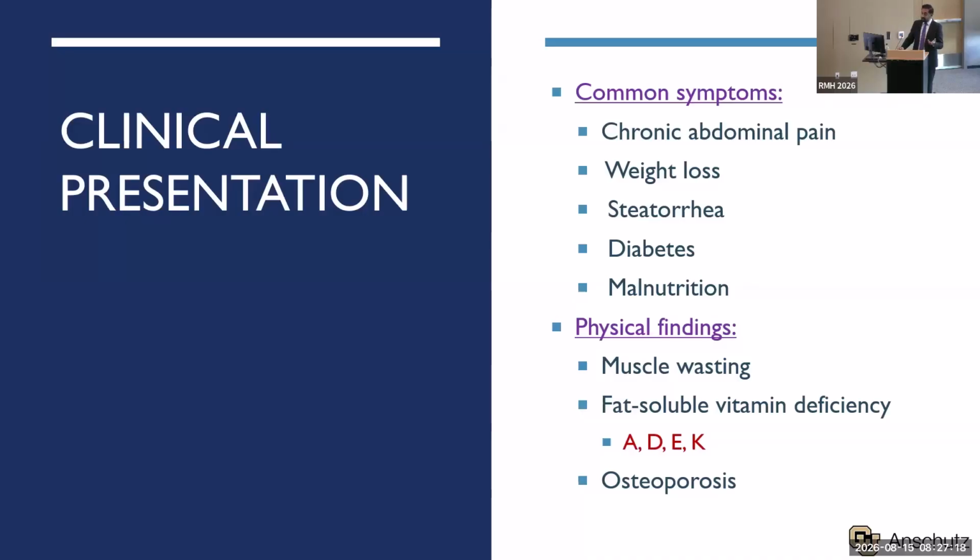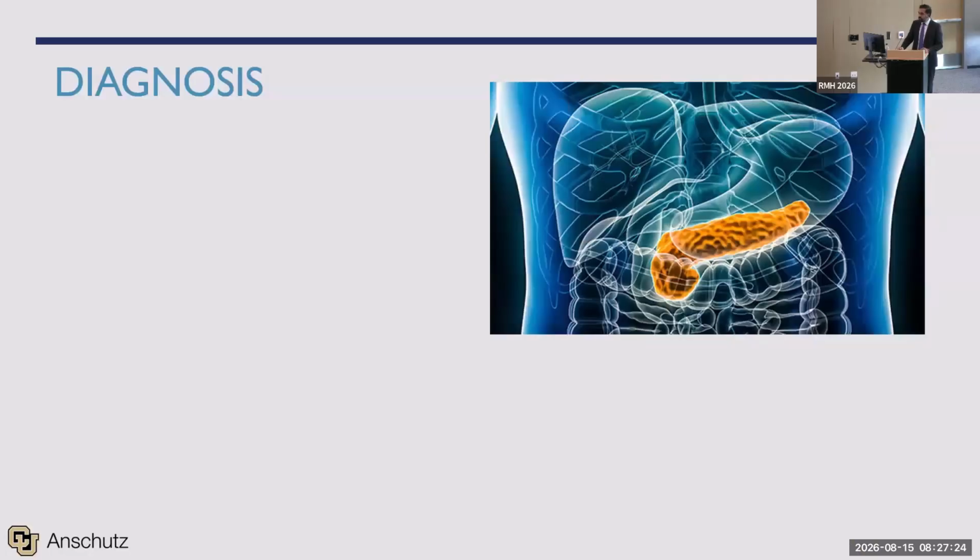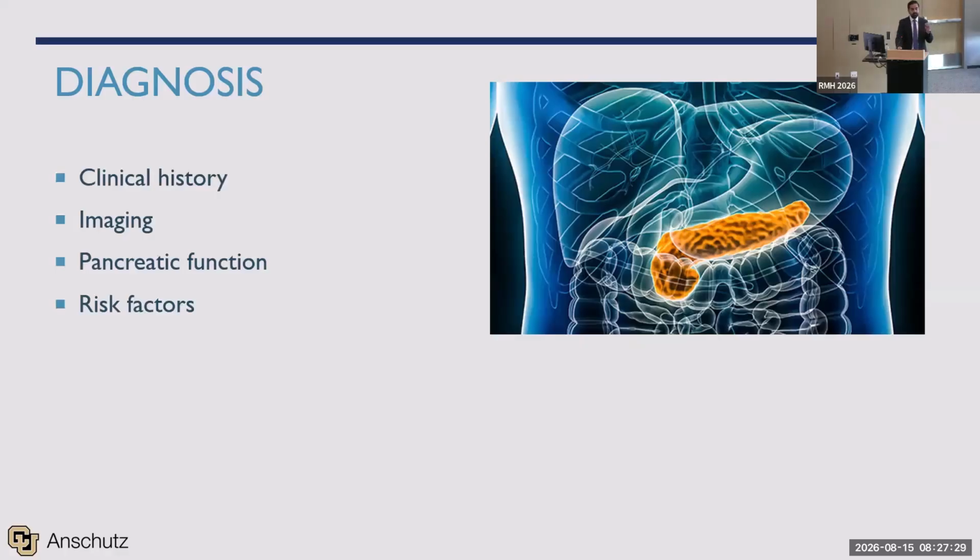And then in some patients, osteoporosis is something you need to be considering, especially in patients that have had longstanding disease. So how do we make a diagnosis? And this takes a combination of multiple things. So you have to take a good clinical history, imaging, pancreatic function testing, and then review of risk factors.